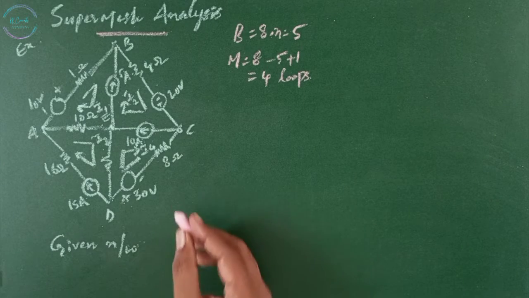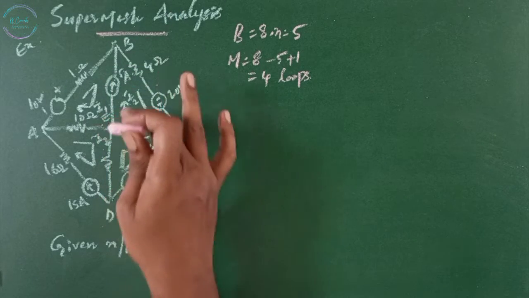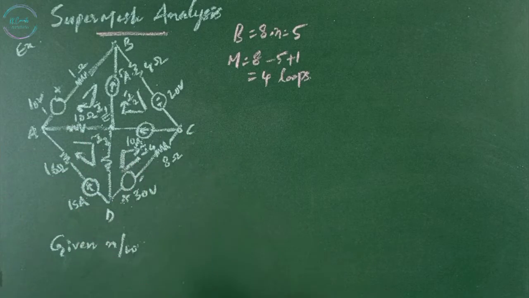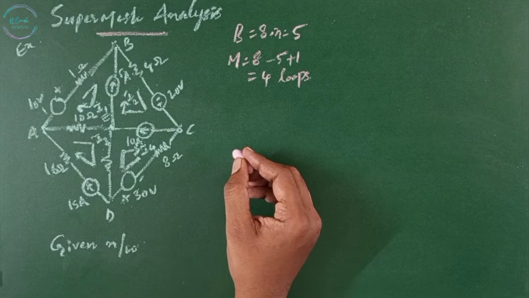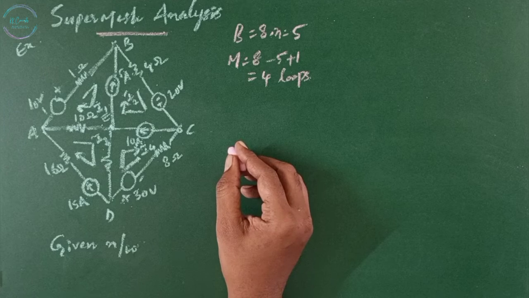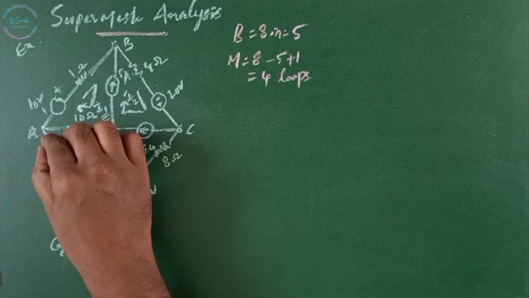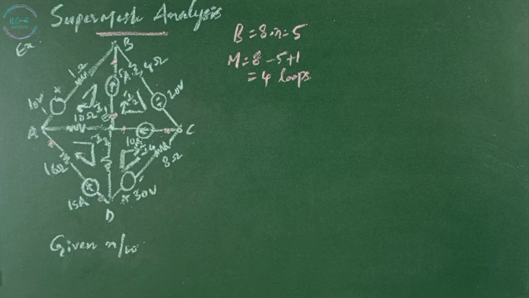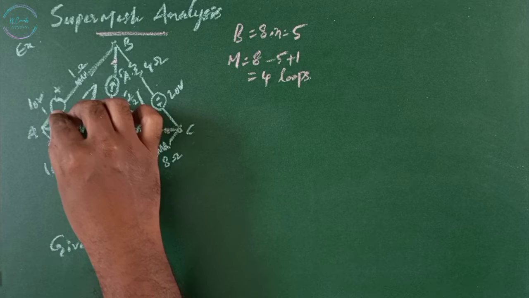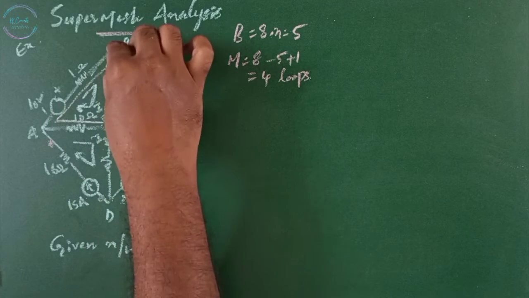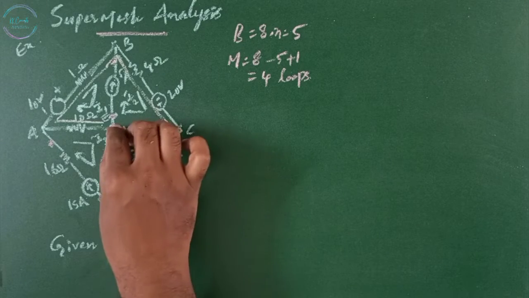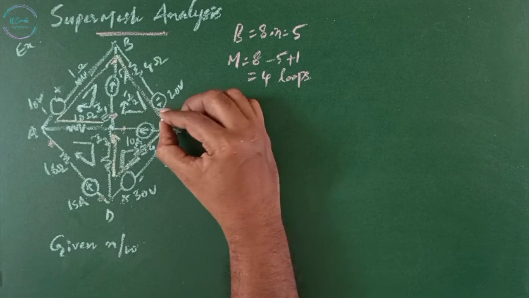In this problem, you can observe there is a current source between B and E, similarly between C and E, and between A and D. So we have 3 current sources here, and we need to apply supermesh analysis. For that, we ignore the current source branches to form a super loop. From E, there is no current source in this branch, none here, none in this one, and none here. This is my supermesh or super loop.